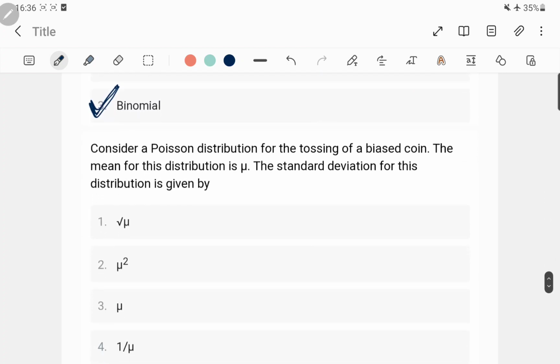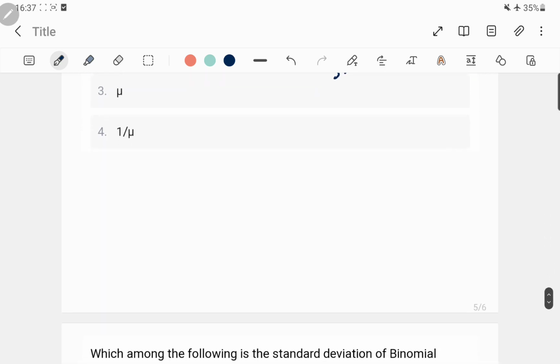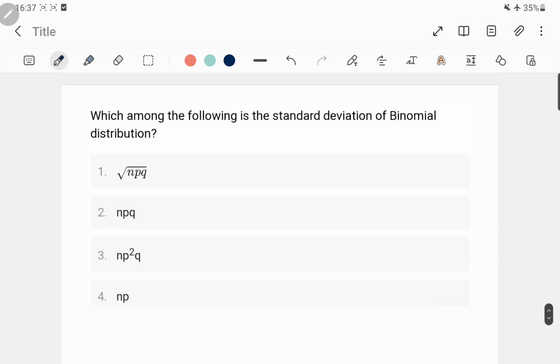Consider a Poisson distribution for tossing a biased coin. The mean of the distribution, lambda, is equal to mu, the standard deviation. We know that for Poisson distribution, the variance is also equal to lambda. Hence, the standard deviation will be under root of lambda, which is nothing but under root of mu. So, the correct option is option 1. Okay. Which among the following is the standard deviation of binomial distribution? We just solved a numerical above. The correct answer is under root of NPQ.